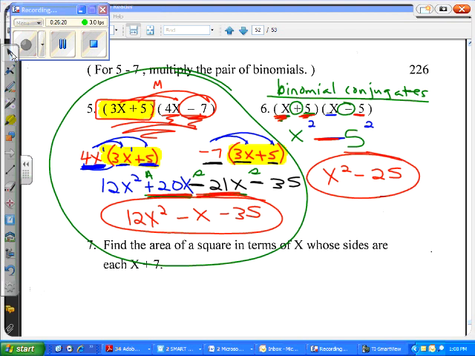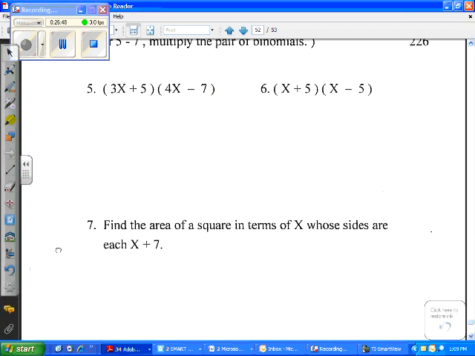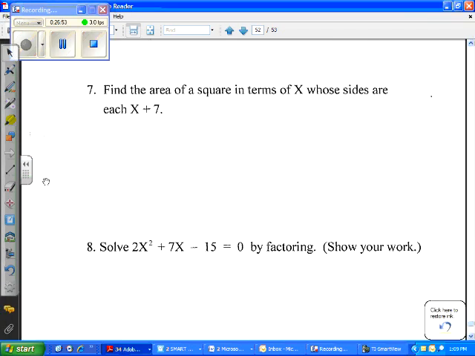Any questions on number 6? Okay. The second half of this lesson will begin with number 8. So I'm just going to go ahead and do one more problem here as it relates to what we're doing here. So number 7 will be the last one on this part of the chapter 7 review recording.